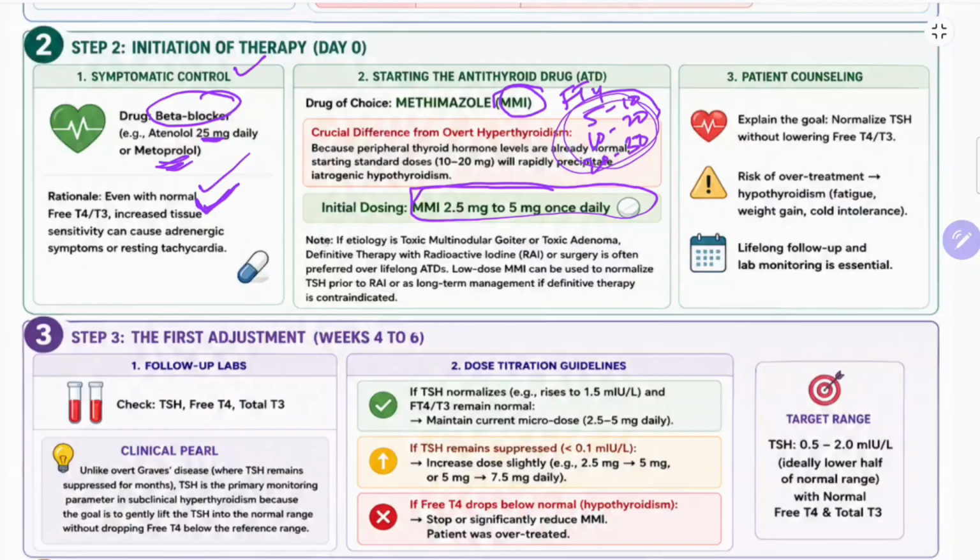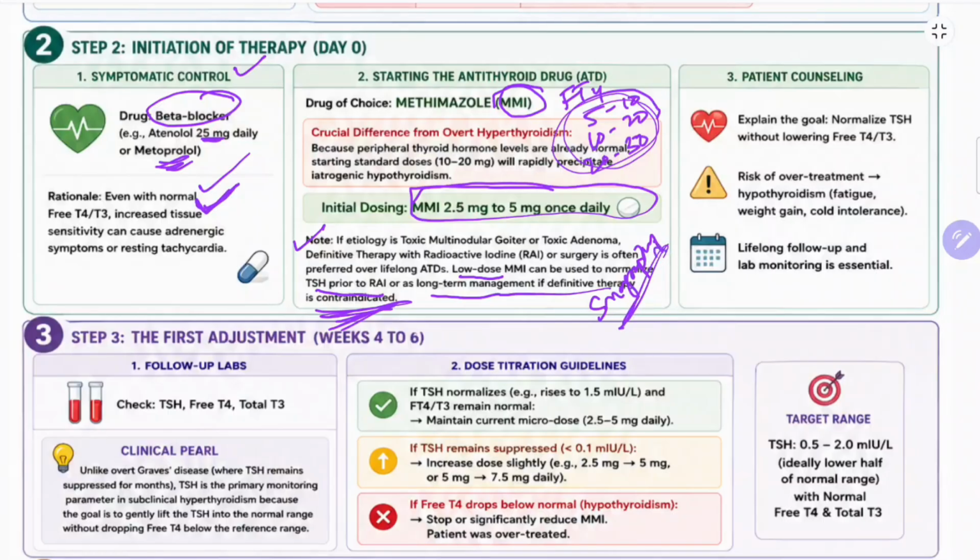Now one thing to note is, if the etiology is toxic multinodular goiter or toxic adenoma, definitive therapy with radioactive iodine or surgery is often preferred over lifelong ATDs. Low dose MMI can be used to normalize TSH prior to radioactive iodine, or as long-term management if definitive therapy is contraindicated. That's why sonography of the thyroid gland is also important in patients with hyperthyroidism.